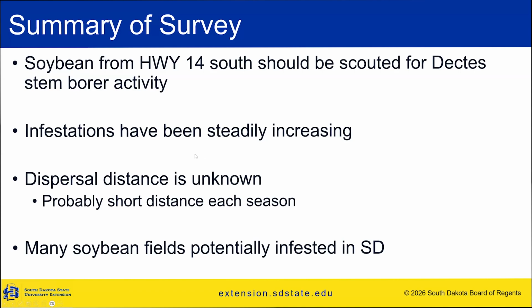And one of the things we notice is once they start increasing, it seems like they stick around pretty well. We still don't know how far they can fly, so that's kind of a hindrance for us. But looking at the data from close relatives, it's probably not real long distances each season. And so there is a potential, though, for a lot of soybeans to be infested here in South Dakota. So the key thing I want you all to consider is next spring, as we get into the season here in 2026, go out and scout your soybeans and use a sweep net and see if you catch any of these gray beetles with a really long antenna.